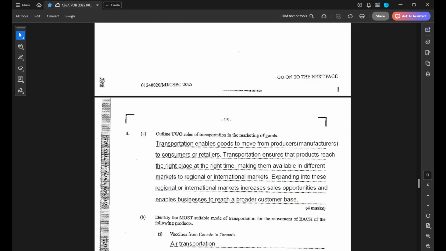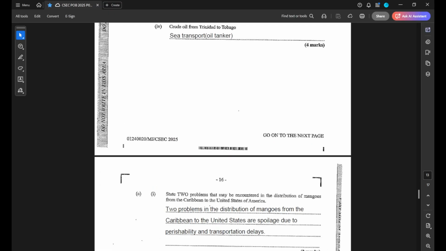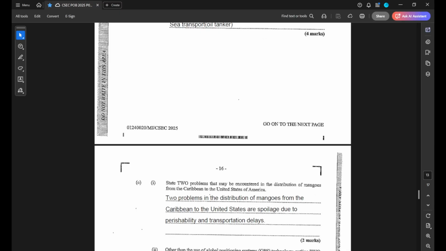Part C, I state two problems that may be encountered in the distribution of mangoes from the Caribbean to the United States of America. Two problems in the distribution of mangoes from the Caribbean to the United States are spoilage due to perishability and transportation delays. That's a big one right there, transportation delays.